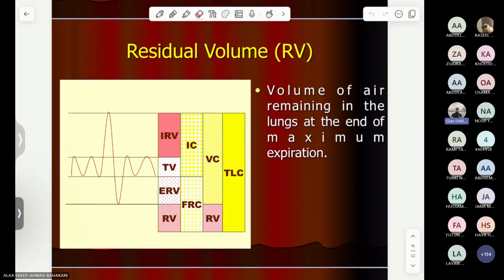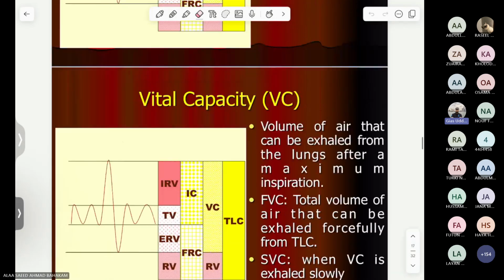And residual volume: the volume of air remaining in the lung at the end of maximum expiration. So how many volumes have we got? Four volumes: tidal volume, IRV, ERV, and residual volume. These are the four volumes.